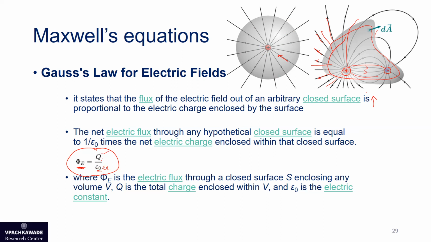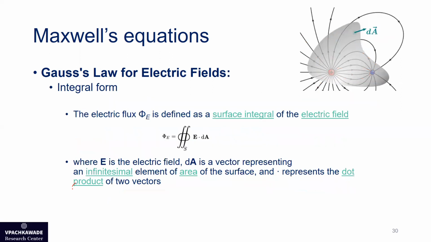So basically, if we take that 1 over epsilon 0 is a constant, so this flux phi e is proportional to the charge multiplied by this constant. Okay, so remember, the first Maxwell equation tells us the total flux coming out of any closed surface is proportional to the charge enclosed by that surface. Simple, very simple. Let's move to the next slide.